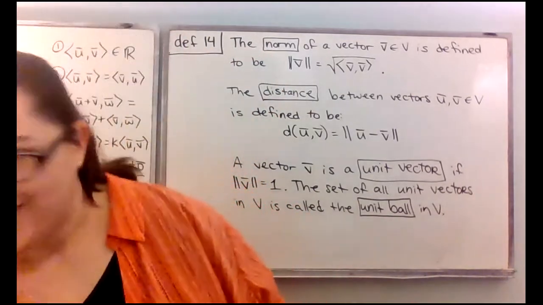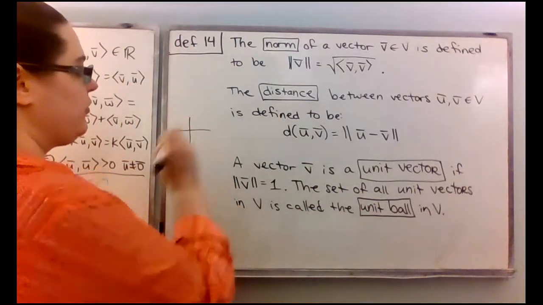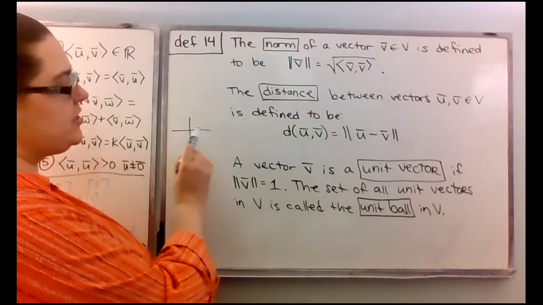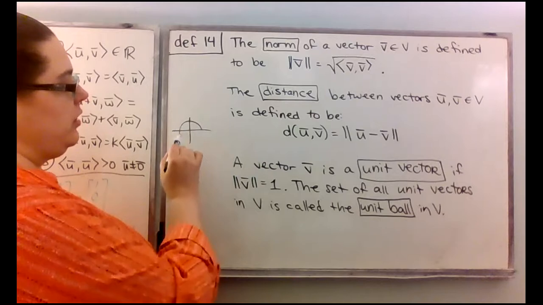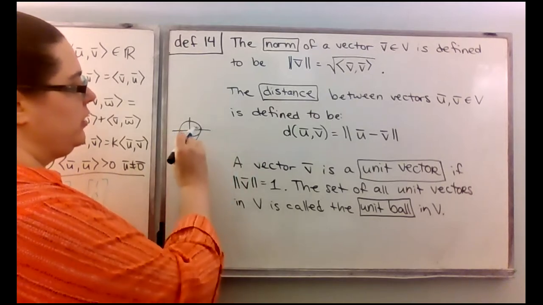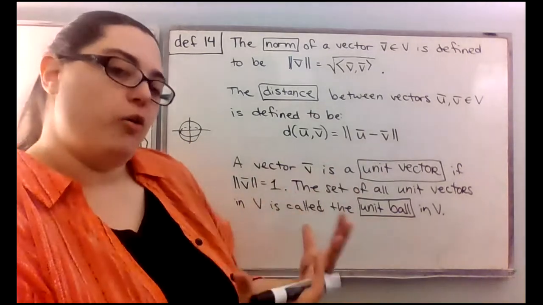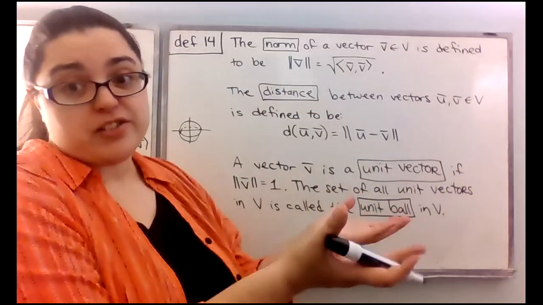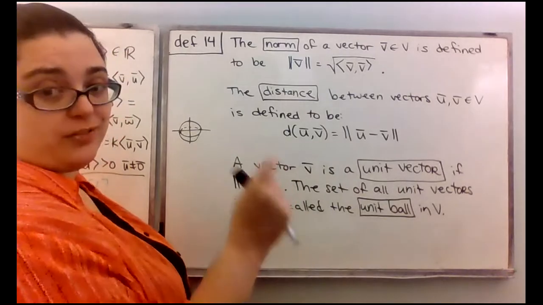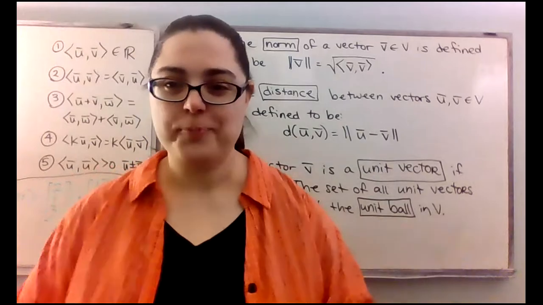So what you want to be thinking about here is what you know and love from R2, right? We live over here, we're familiar with this. And if I think about all of the points that are within a distance of 1 from the origin, we get the unit circle, right? If I'm in R3, we get a unit sphere. So this is why we're calling this the unit ball, because what we know about Rn has a ball-like shape. It's a sphere or a circle. So the collection of all unit vectors, so they have length 1, in a vector space is going to be called the unit ball or the unit sphere.